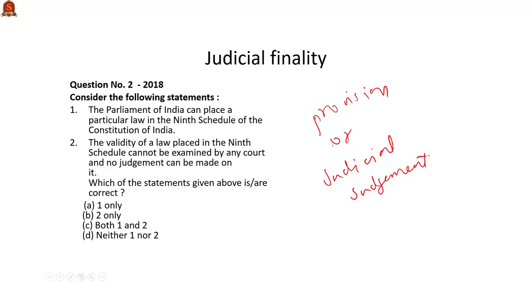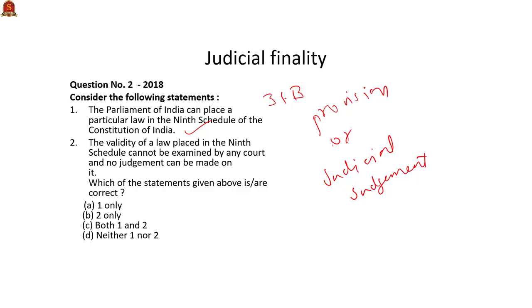So this question also was asked in last year 2018. The first statement: Parliament of India can place particular law in 9th schedule of the Constitution of India. This is a constitutional provision, Article 31B talks about it. The second provision: the validity of a law placed in the 9th schedule cannot be examined by any court and no judgment can be made on it.